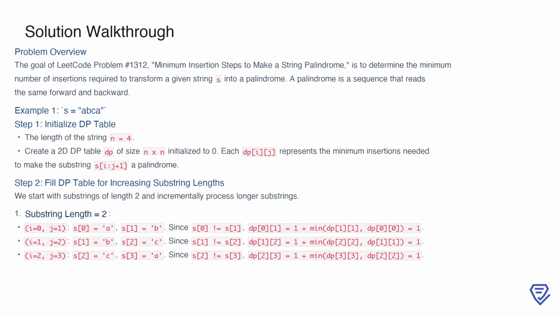We start filling the table by processing substrings of length 2. For instance, for the substring from index 0 to 1, s[0] equals a and s[1] equals b. Since the characters are not equal, we calculate dp[0][1] equals 1 plus min(dp[1][1], dp[0][0]), which equals 1. Similarly, for substrings from index 1 to 2 and 2 to 3, we find that the characters do not match, so the respective values of dp are also calculated as 1.